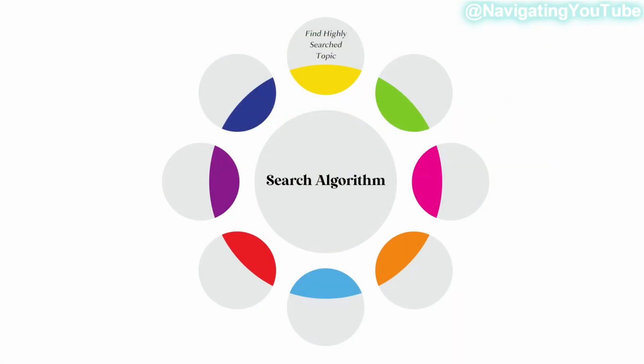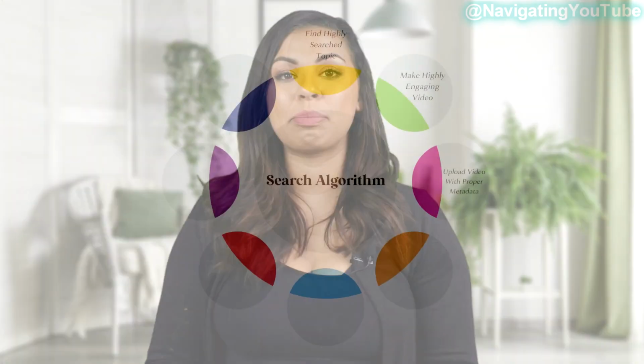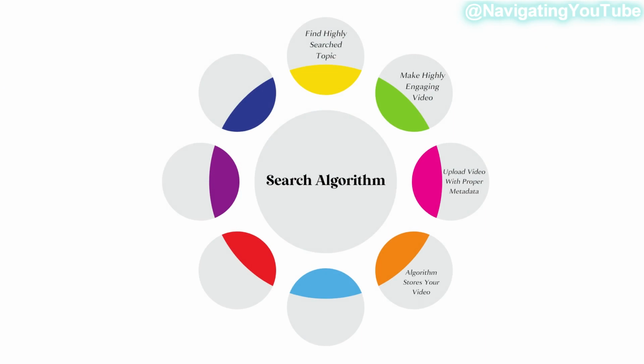Of course, once you've found your highly searched topic, you want to move on and make a really good, engaging video. Then you upload that video and add proper keywords to the metadata, which is your titles, tags, description, thumbnail, and even your transcript. This way, the algorithm can go in, read your metadata, and properly store it in its index. So when your viewer searches for those keywords, the algorithm knows to pull your video and rank it alongside the other ones that closely match what your user wants.